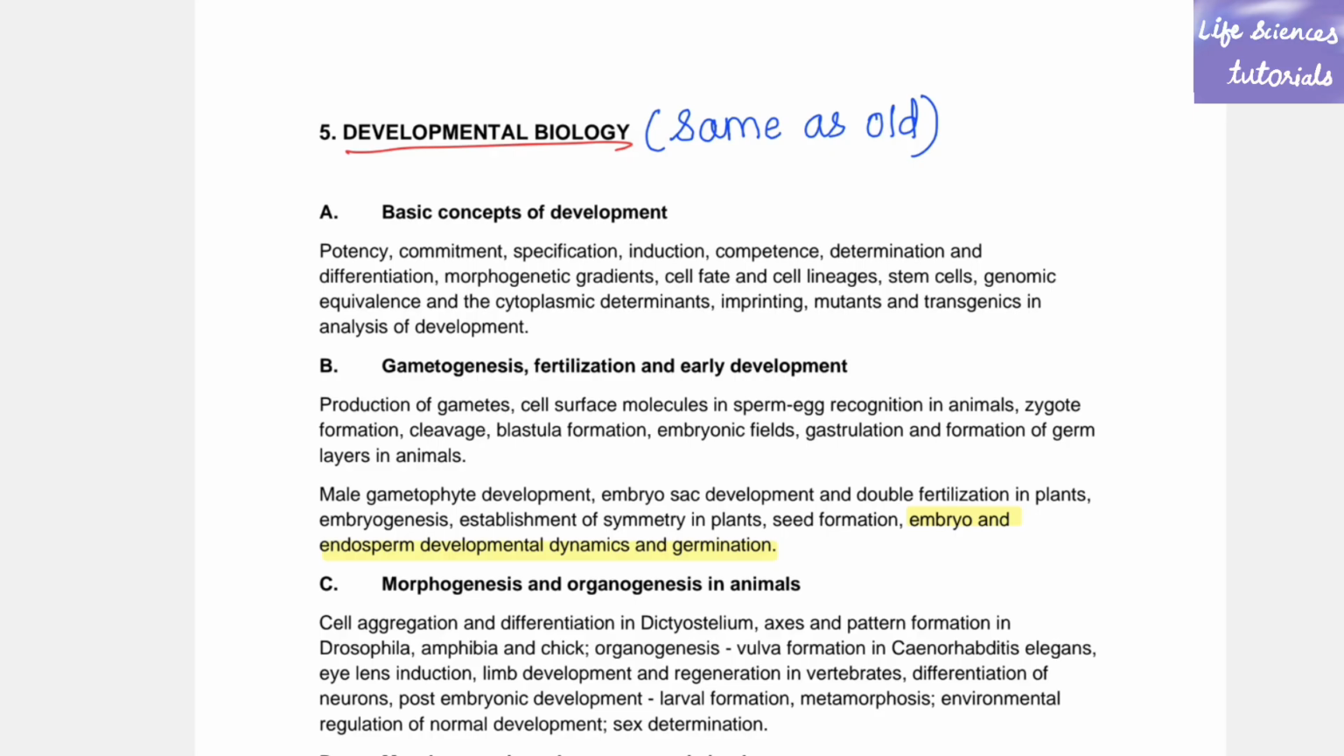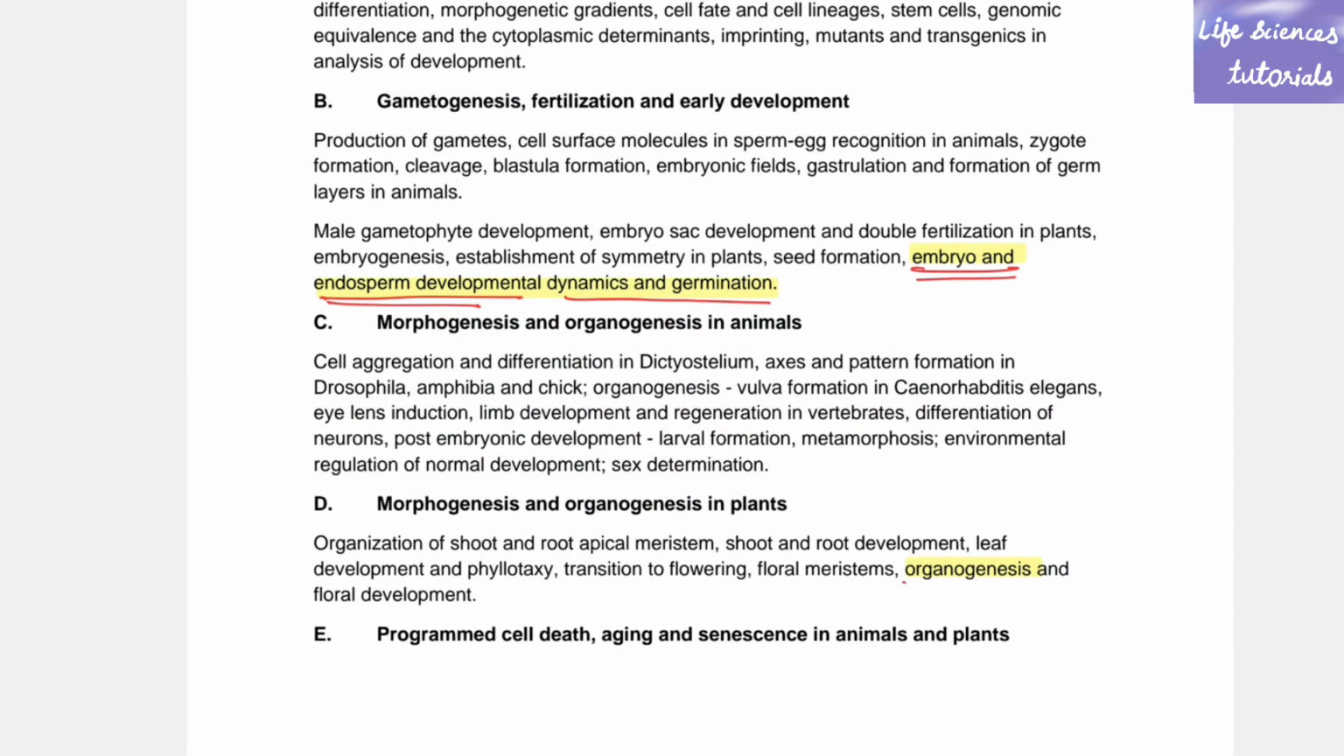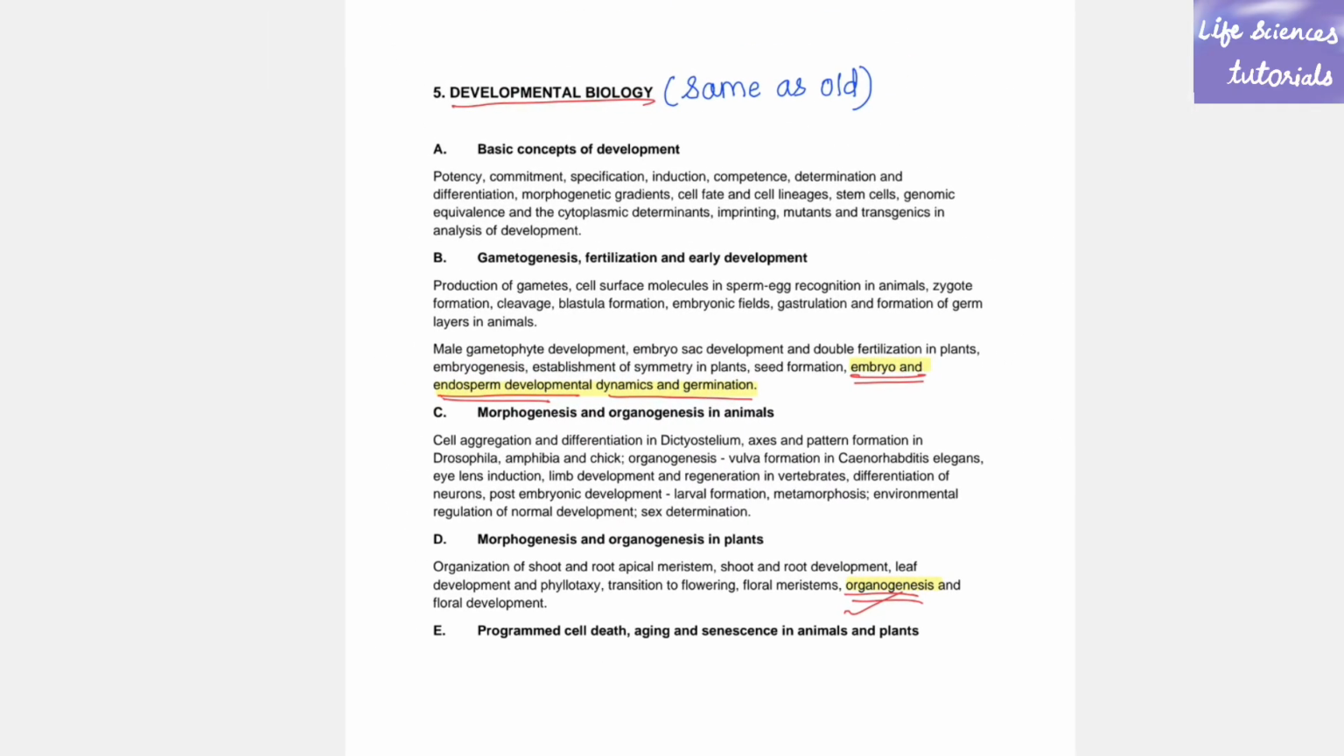Some words have been added, and as per the old syllabus also it is common sense that if you are studying development in plants, then you have to study how the embryo is formed, how the endosperm is formed, right? Its dynamics and the germination process. Though it was not mentioned in the old syllabus, it makes sense that if you are studying embryogenesis, double fertilization, obviously you have to study how embryo and endosperm are formed in plants also. So this has been clearly mentioned, and some terms like organogenesis. Now, when you are studying how different plant parts are formed, and the different model systems which we study, obviously at that time the organogenesis part is covered. So this is exactly the same.